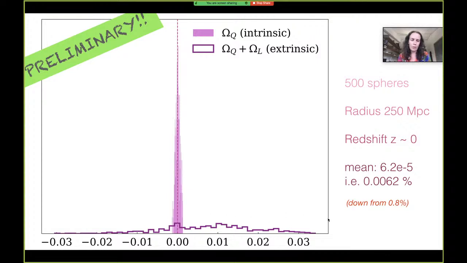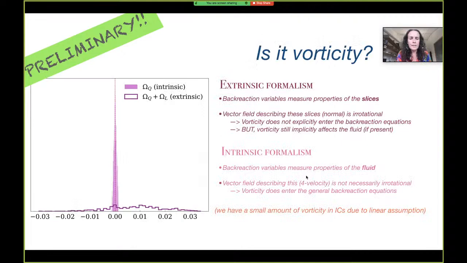This is something that we are currently thinking about, why we're getting such a difference, but we do have an idea. Just to point out what the difference is, the mean in the new formalism is about 10 to the minus 3%, so it's about 10 to the minus 5. This is down from about 0.8% average over these spheres in the extrinsic formalism. The reason that we think this might be is due to vorticity. This is something that is in progress, and these are some speculations that Pierre and I have been talking about, so do take with a grain of salt.